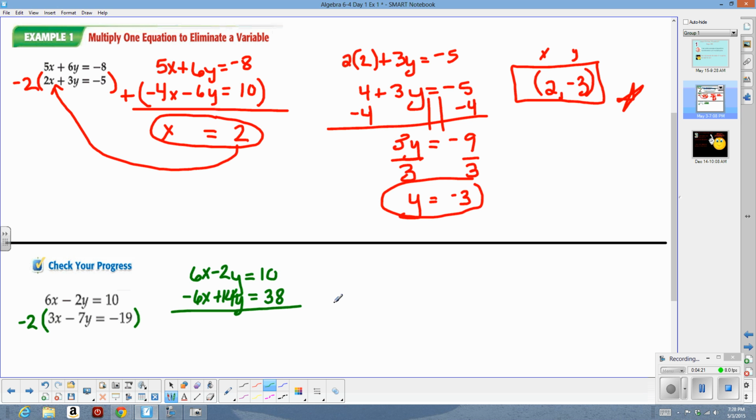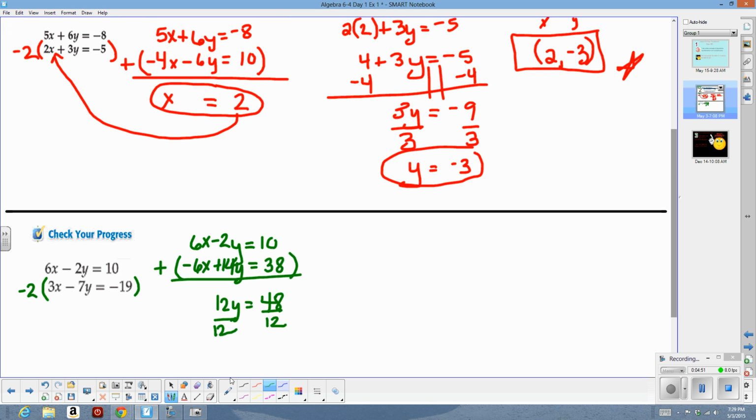Now we're going to go ahead and add these two equations together. 6x plus -6x is 0x. -2y plus 14y is 12y. And then 10 plus 38, that's 48. Divide both sides by 12. And we end up with y equals 4. We're halfway there.